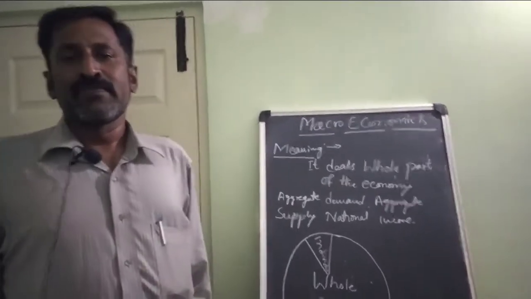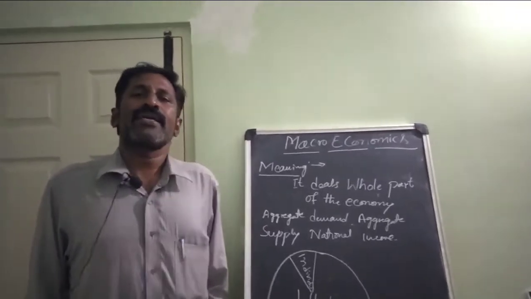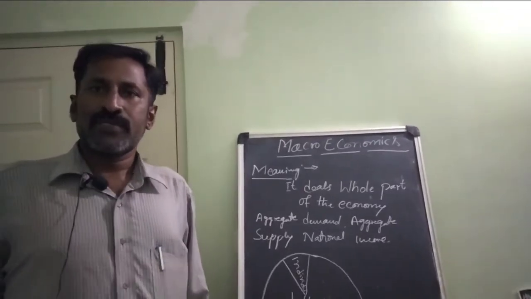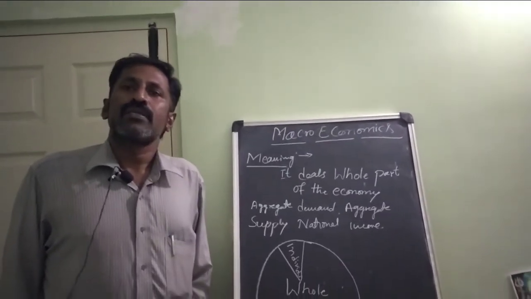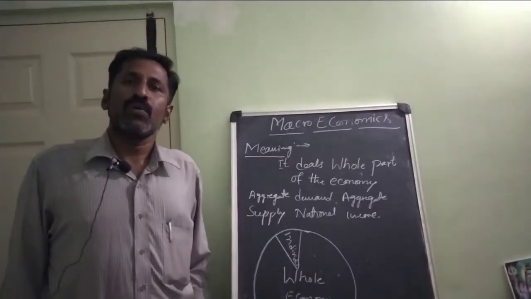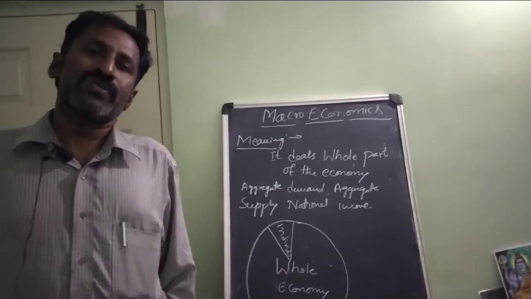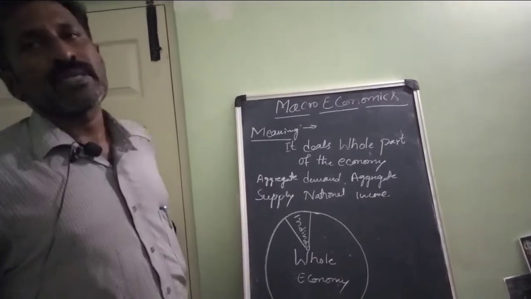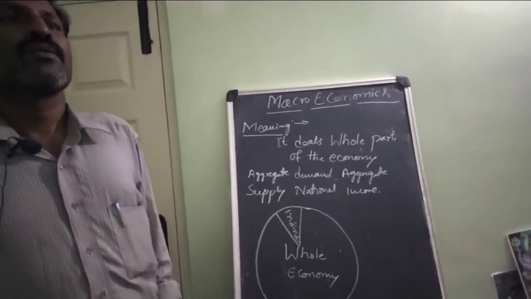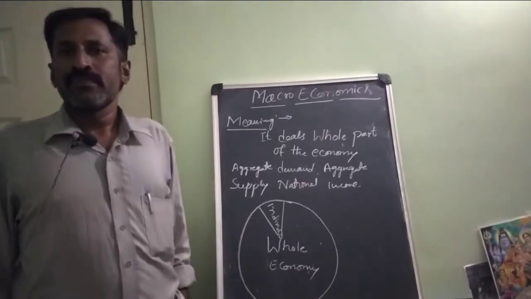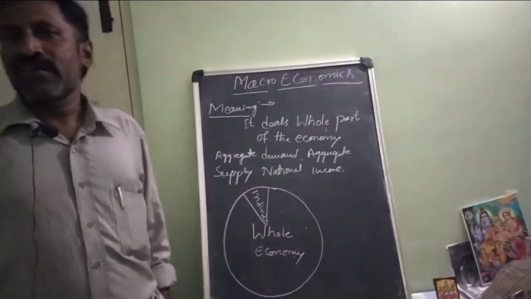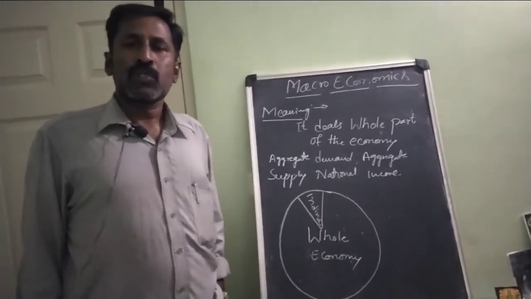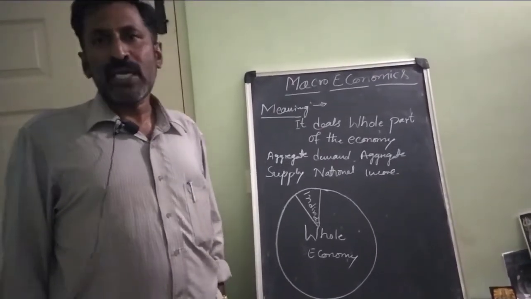In the previous part we discussed microeconomics and the introduction of economy. I already explained the micro concept, the meaning, basic problems, and the positive and normative sciences. So now we'll start macro, that is the second part. Under macro, first we explain the meaning, then the importance of macroeconomics, then the scope, and then the difference between micro and macro.